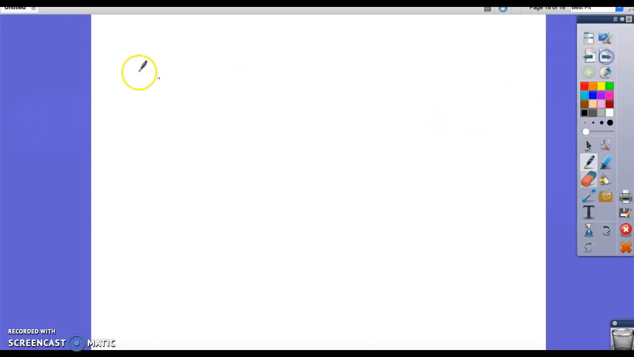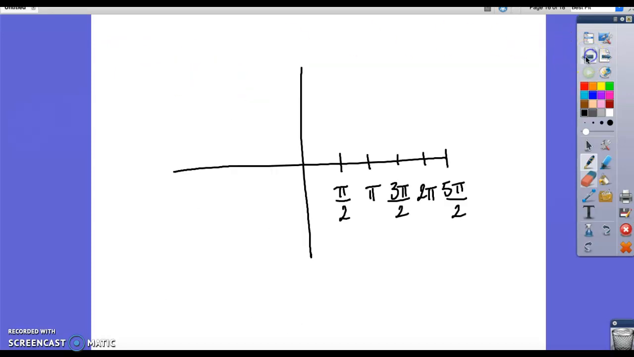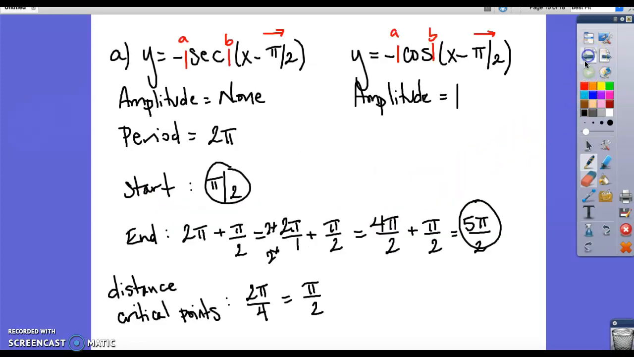Now I need to go in the other direction. So I would say pi over 2 minus pi over 2 because now I'm moving left. My next critical point is at 0. Then I'm going to subtract pi over 2, so I have negative pi over 2. Negative pi over 2 minus pi over 2 is negative pi. Negative pi minus pi over 2 is negative 3 pi over 2. So there's all my critical points for 2 full periods.